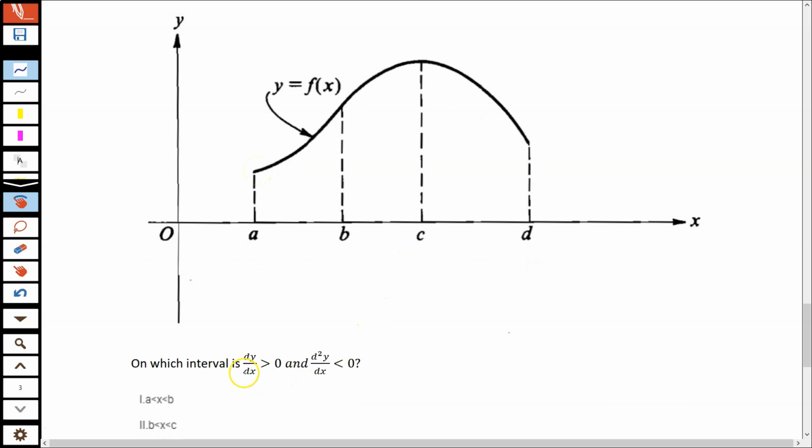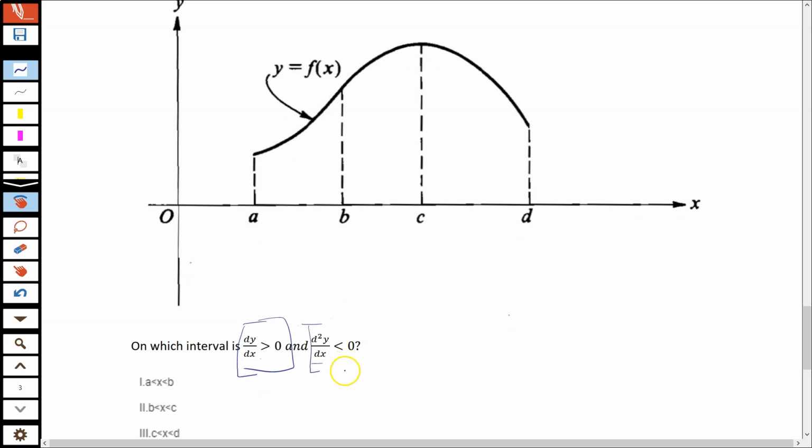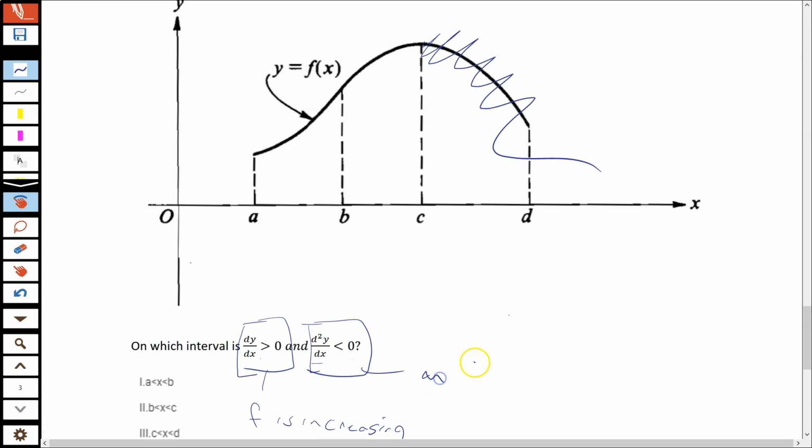So on which interval is dy dx greater than 0 and the second derivative less than 0? Okay. So I haven't seen this notation much in this unit, but you know by now that they're interchangeable. Okay. So that means dy dx bigger than 0, that means f is increasing. So let's go straight to our graph before we worry about the second derivative. F is increasing means we can get rid of this part, right? And then increasing, and then this would be and concave down. Okay, so f is concave down.